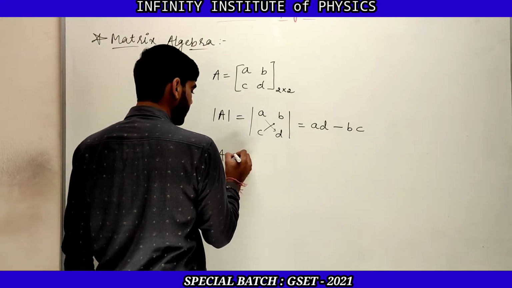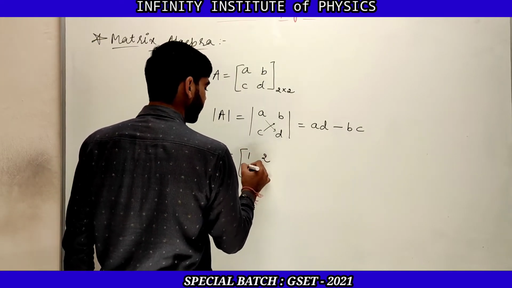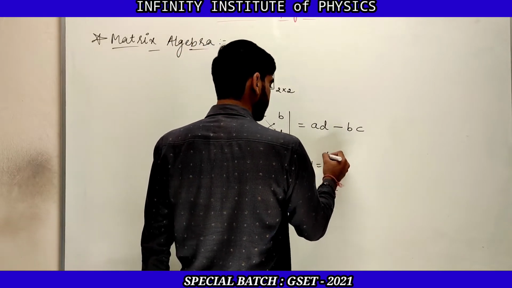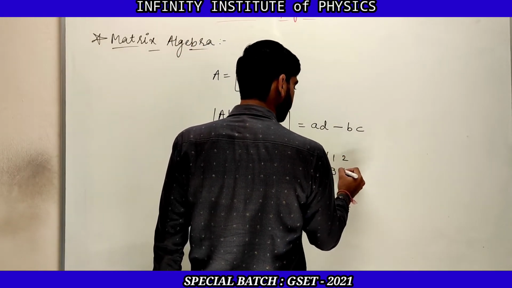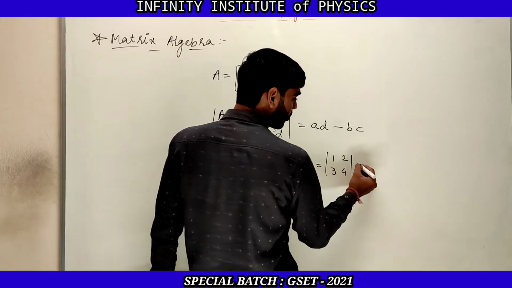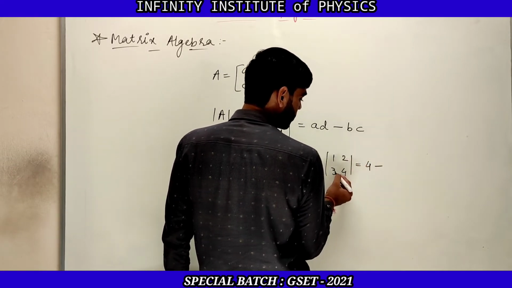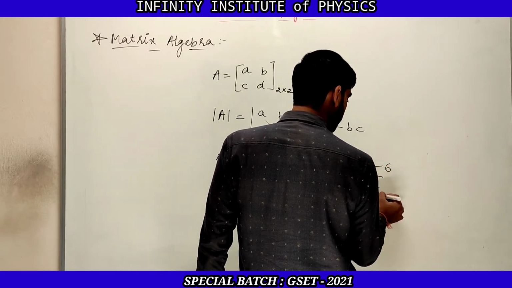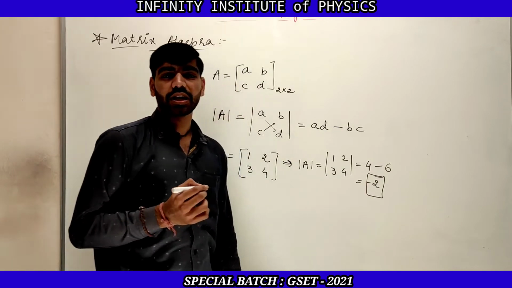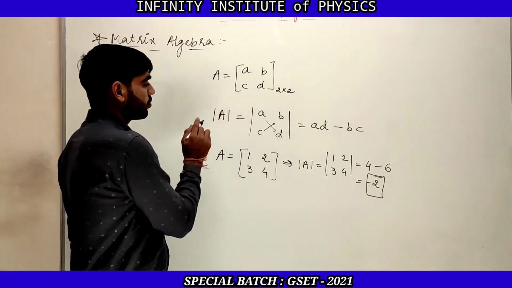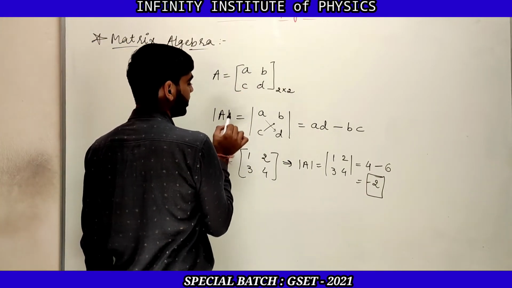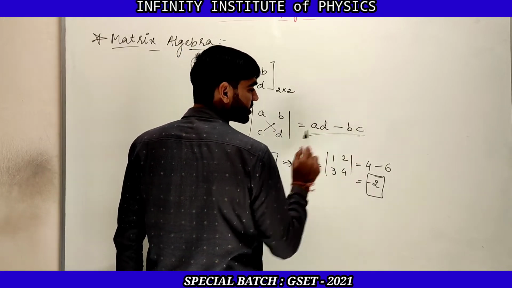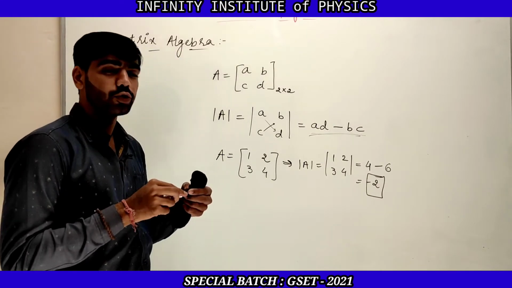Suppose we have A equal to the matrix 1, 2, 3, 4. Then the determinant of A is the determinant of 1, 2, 3, 4. So it is 4 into 1, that is 4, minus 2 into 3, that is 6, so it is minus 2. So minus 2 is the determinant of the given matrix. For a 2 by 2 matrix, the determinant of A will be AD minus BC. So this is how you can find the determinant of a 2 by 2 matrix.